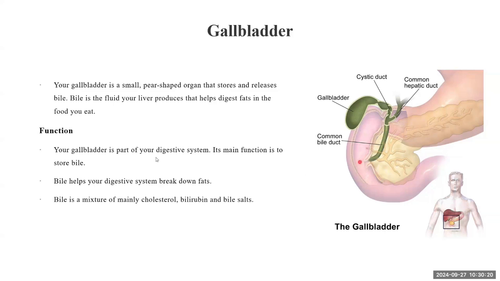Your gallbladder is part of the digestive system. Its main function is to store bile. Bile helps to digest the different types of fats we take in. It's a mixture of mainly cholesterol, bilirubin, and bile salts. Cholesterol is a type of lipid. Bilirubin is a leftover substance, a chemical that is formed after the breakdown of our worn out cells, and there are different salts. This mixture of these ingredients is released into the intestine for digestion.